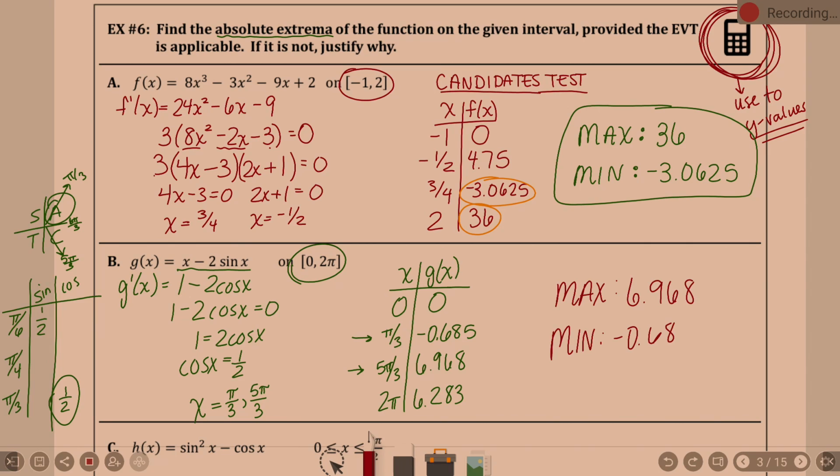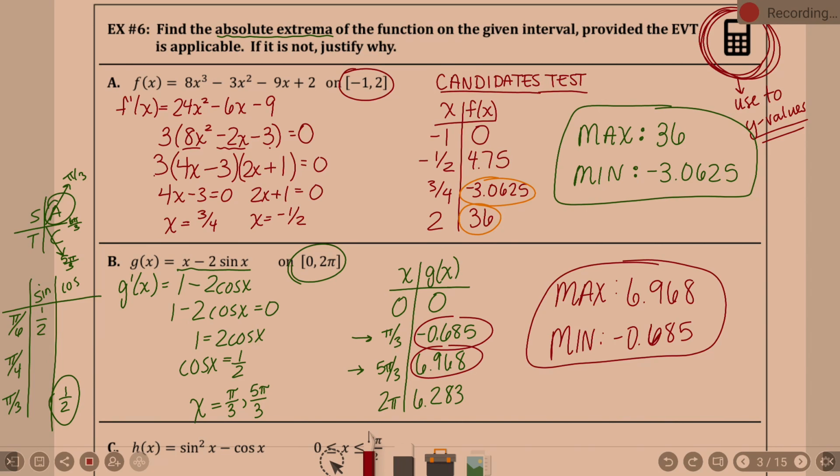Why didn't you say the pi over 3 and 5 pi over 3? Because when you're talking about extrema values, those are the y values. They are located at pi over 3 and 5 pi over 3. Now, in all honesty, could you give the ordered pair? Possibly, but you have to be careful there. It could be like a multiple choice thing. I feel like that's what AP Chem would try to do to us.